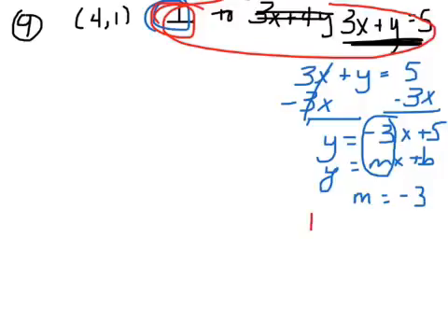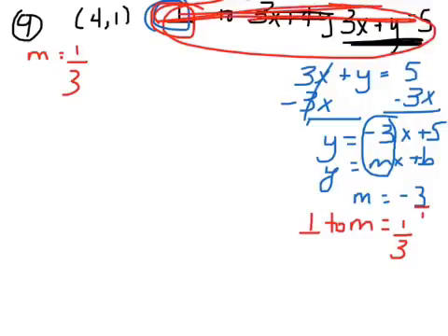So the perpendicular slope to m would be, change the sign, it was negative, so that becomes positive, and if I think of it as 3 over 1 and I flip the fraction, I get 1/3. So my slope is going to be positive 1/3. I am now done with all this over here, and I can forget about it.